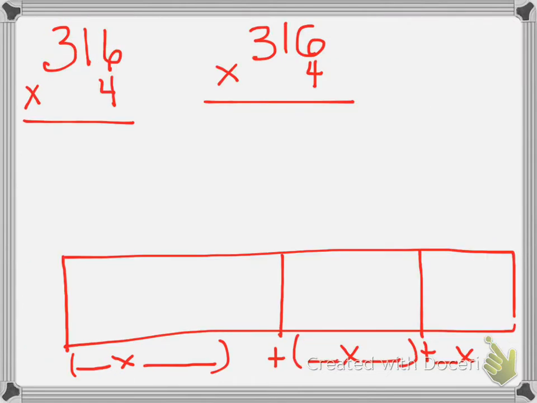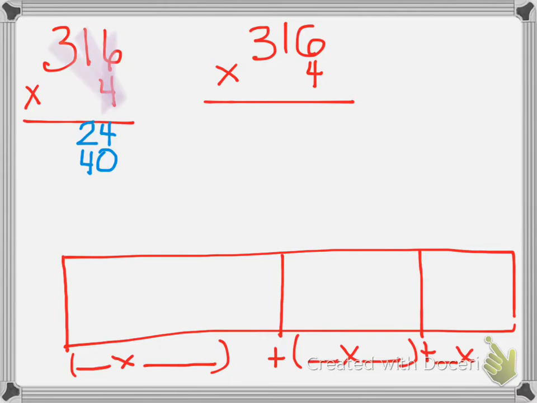Okay, your turn. Grab your pencil. Here we go. Let's do our partial products. 4 times 6 ones is what? 24 ones. 4 times 110? Well, 4 times 110 is 440, or 4 tens.